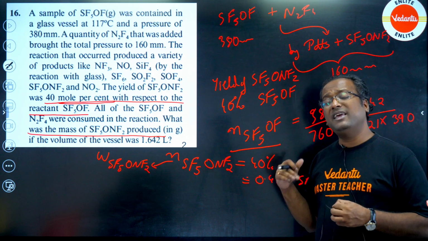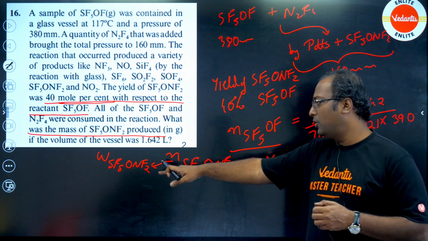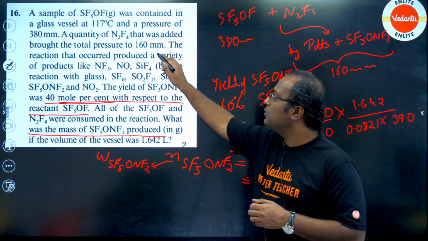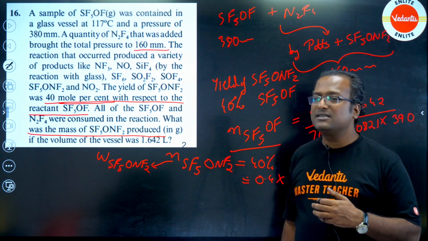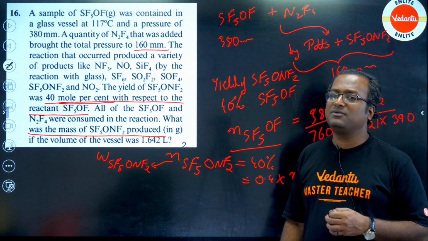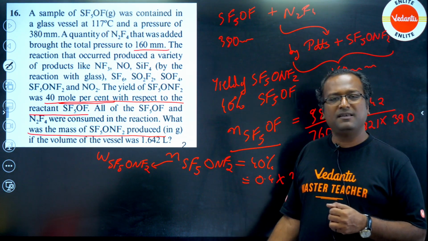In case they were talking about the volume of the product formed, or the volume of this, or the pressure of this, then we would have to bring 160 into the picture. Otherwise, till now we don't even have to bring in the 160 mmHg. That is the final pressure in this. Simple and easy question, isn't it?